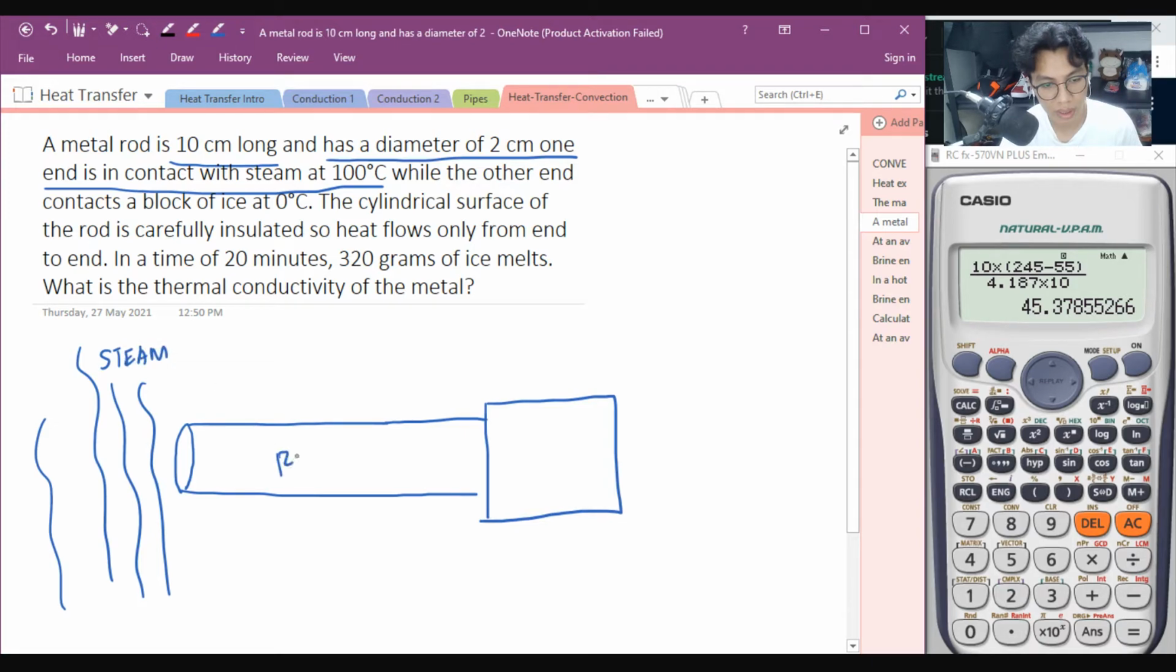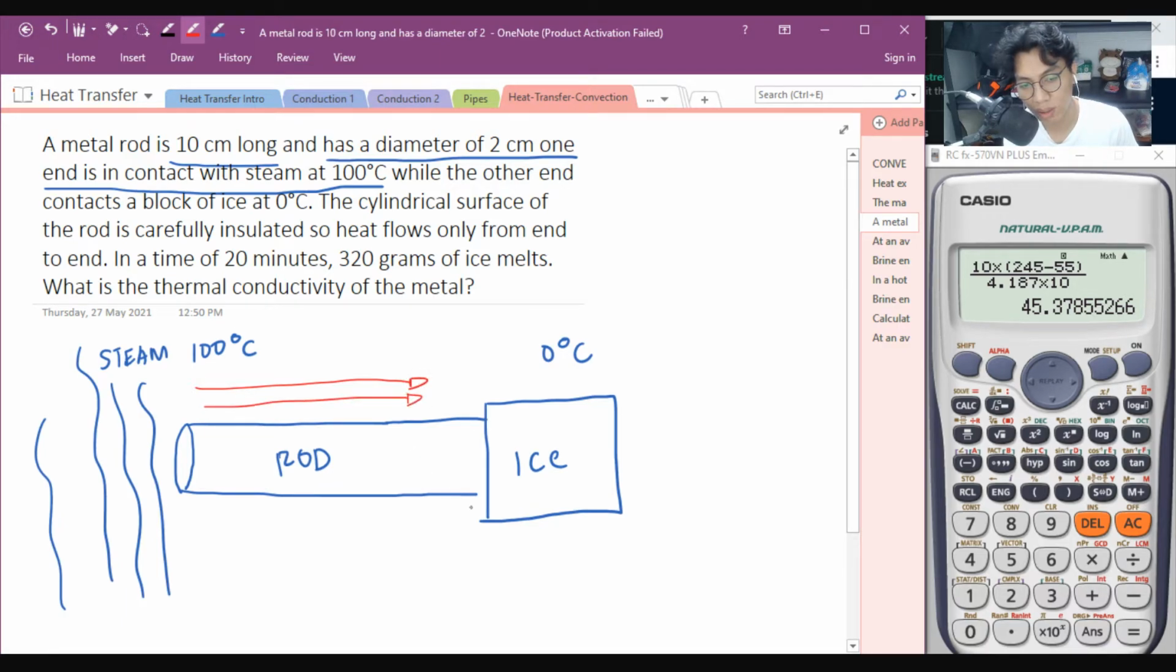Ito yung rod. Tapos, ito yung ice. Yung steam, that is 100 degrees Celsius. Tapos, yung ice mo, that is 0 degrees Celsius. May mapapansin kayo dyan, di ba, ang heat transfers from one hot body to a cold one. Okay, ibig sabihin, after some time, magta-travel yung heat going to this side. Ibig sabihin, the ice will melt and then magkakaroon sila ng thermal equilibrium.